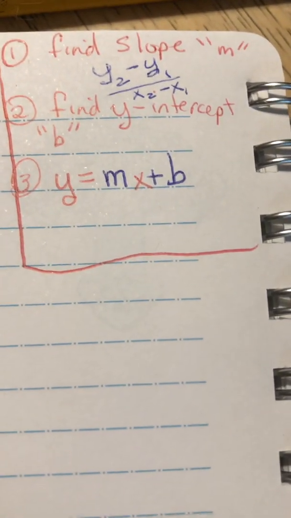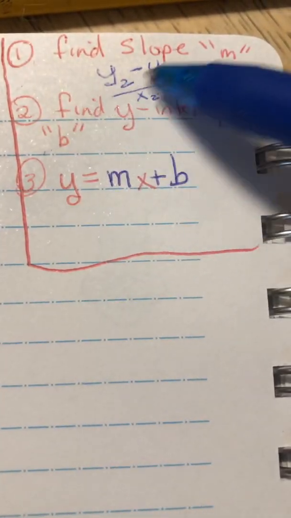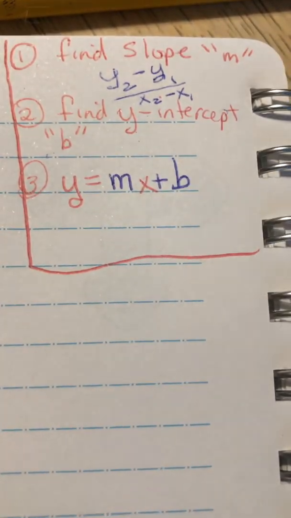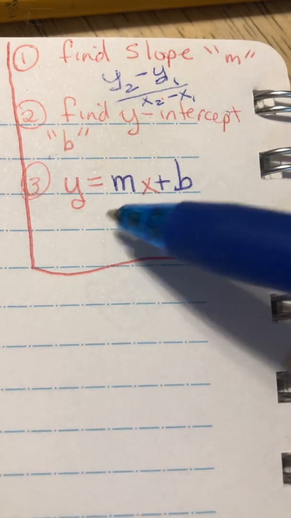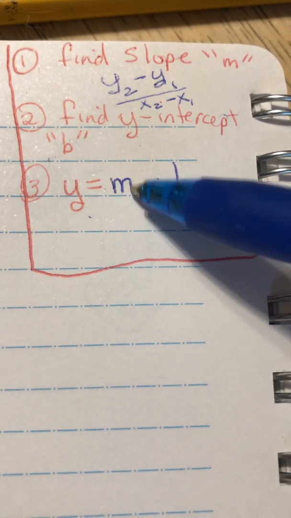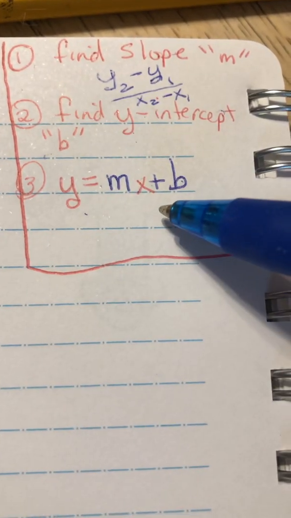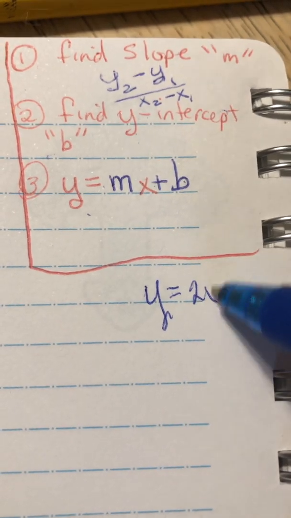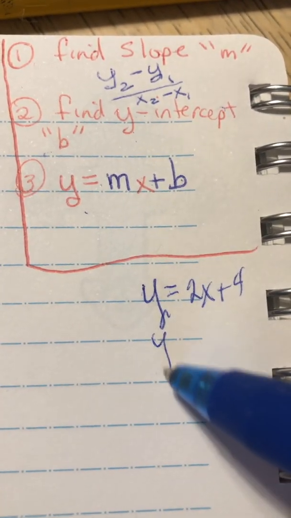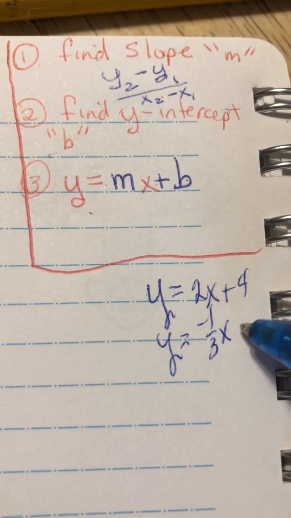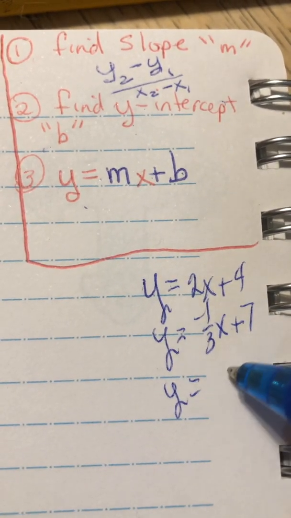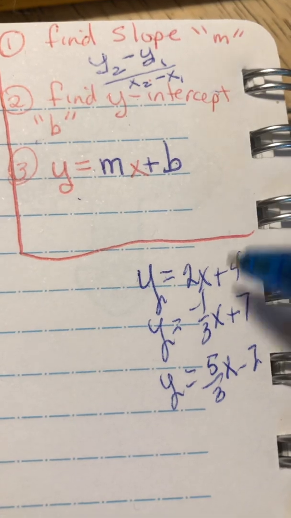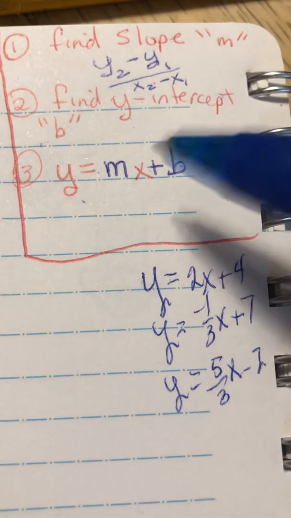That's my brain. Step two is once you've found the slope, then you can find the y-intercept, which is the letter B in the equation that we're trying to form. Because notice we're trying to form the equation y equals mx plus b. That's the template for it, meaning we're going to have an equation that looks like, for example, y equals 2x plus 4, or y equals negative 1/3 x plus 7, or y equals 5/3 x minus 2.